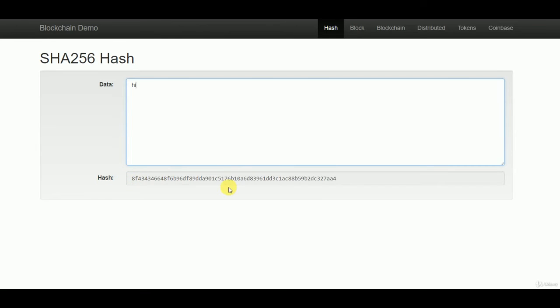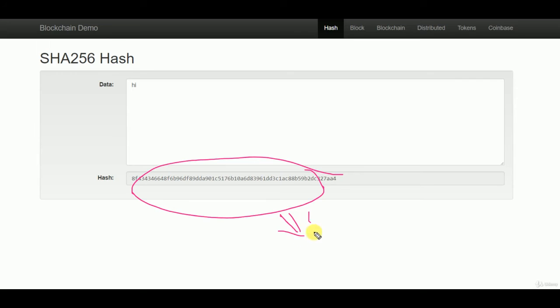With this hash, we cannot predict that this means hi. Unless you decrypt this, you cannot predict that this hash is equal to hi. No one can predict this. That is the reason for going for an encryption algorithm. There are so many hashing algorithms available, say SHA-256, SHA-3, MD5, and so on. But for our demo, we are using the SHA-256 hash.